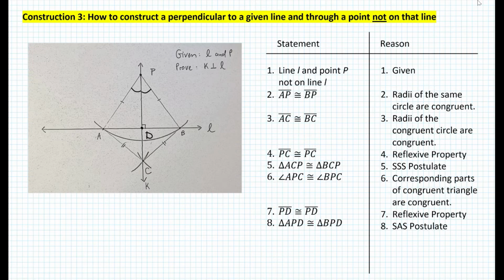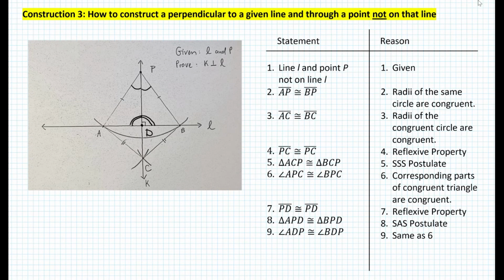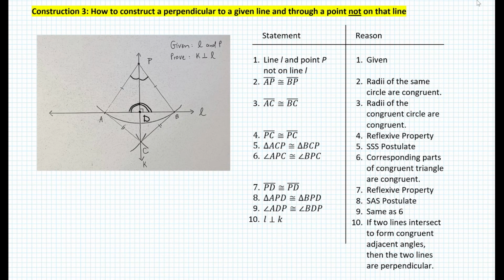Again, that these two adjacent angles must be congruent, okay? So here we can say angle ADP is congruent to angle BDP because corresponding parts of congruent triangles are congruent. And finally, we can state that line L is perpendicular to line K because if two lines intersect to form congruent adjacent angles, then the two lines are perpendicular.